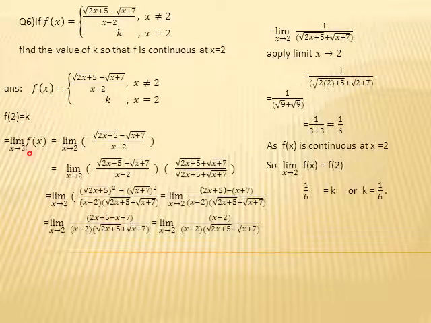Remember this. X tends to 2 means it is not exactly equal to 2, so we cannot use k. It approaches 2, that is, it is something other than 2. So we will use this function because x approaches 2.